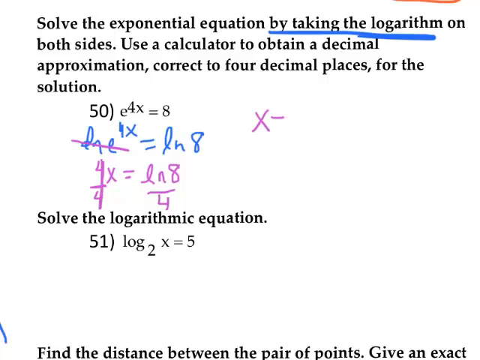When you type this into the calculator, you need to put ln, and then it opens parentheses, and you put 8. Close that parentheses, and then do divided by 4. Or press enter between them, and that'll do the same thing. x equals 0.5199 to 4 decimal places.